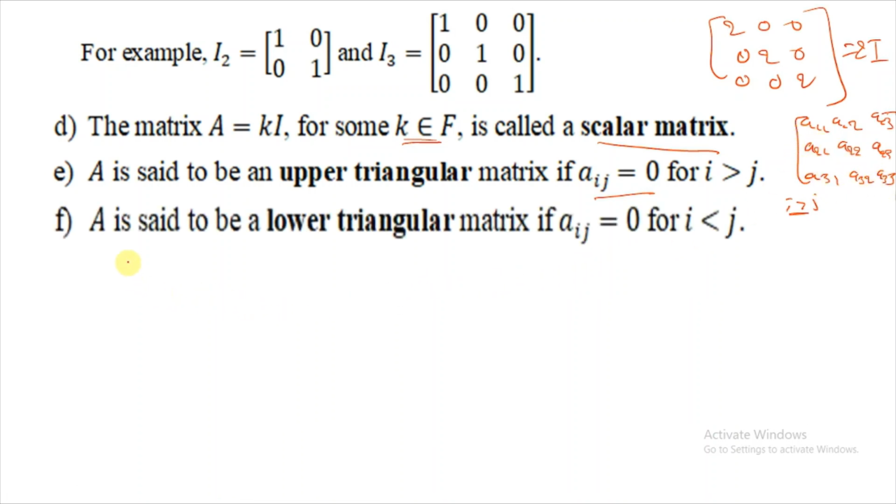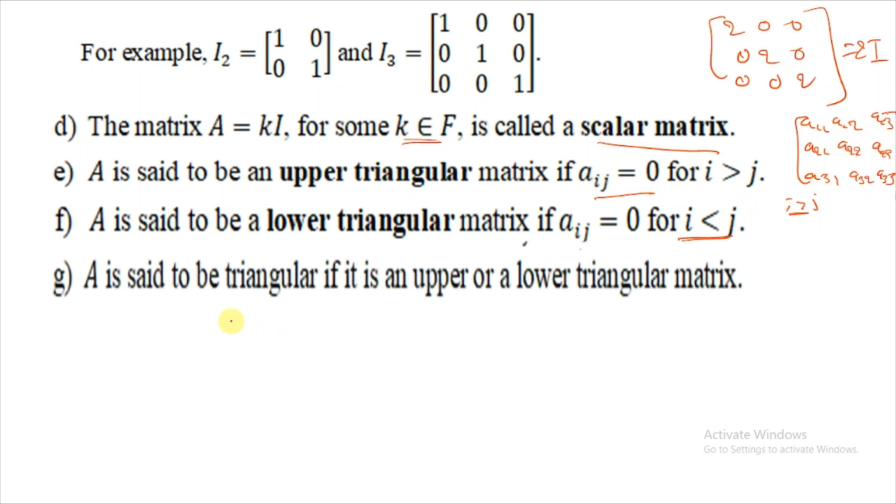Next, a lower triangular matrix. A is said to be a lower triangular matrix if Aij is equal to 0 for i less than j, that is, j is more than i. Where j is more than i, these are above the diagonal elements. Lower triangular means above the diagonal elements are all zeros. A is said to be triangular if it is either an upper triangular or a lower triangular matrix.